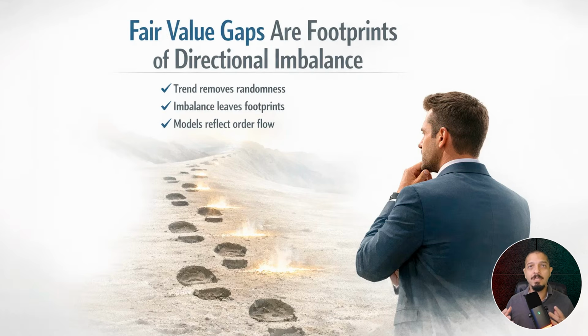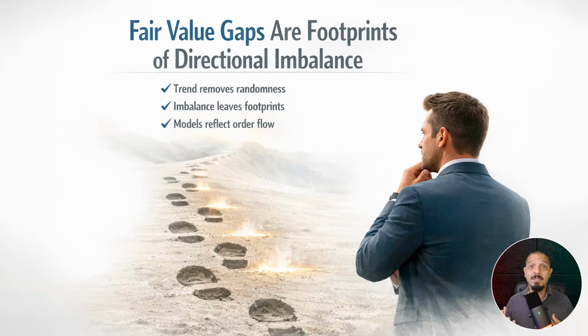When the market is trending and direction is clear, price no longer moves randomly between levels. Instead, it begins to leave identifiable footprints that reveal where imbalance exists and where price is likely to react next. One of the most important of these footprints is the fair value gap. Once direction and context are aligned, fair value gaps can be analyzed with much greater precision.